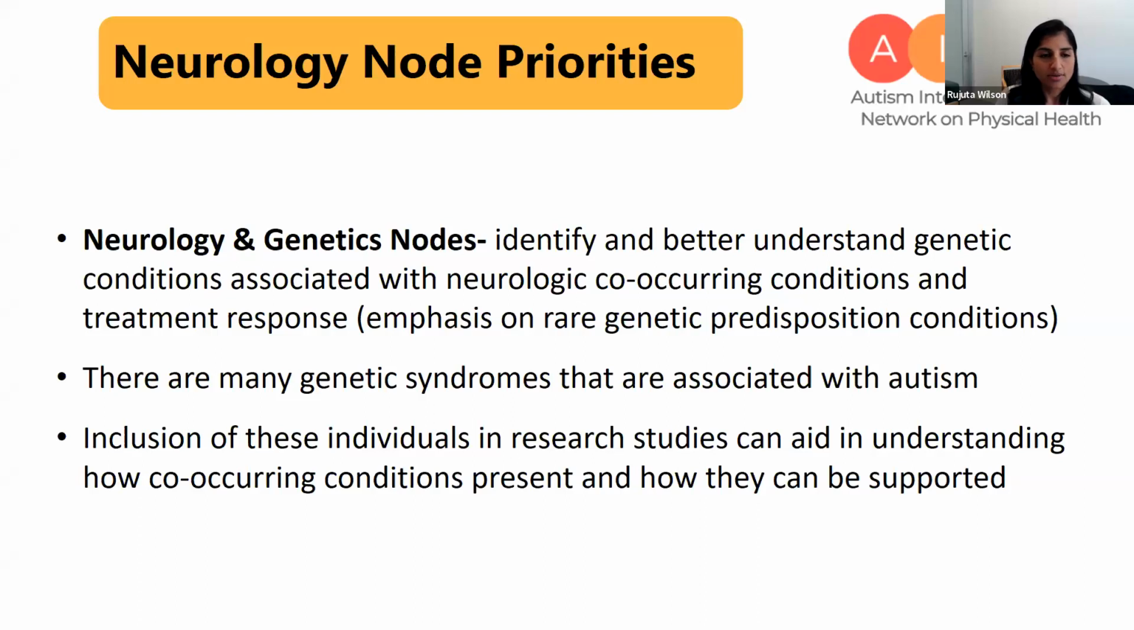To provide some quick background, with advances in genetic testing and a practice parameter now recommending that any individual diagnosed with autism be offered genetic testing, we know that there are many genetic syndromes that are associated with autism and neurologic co-occurring conditions. Including these individuals in research studies and using measures that can actually capture the conditions they may be facing and the symptoms they may be reporting can really aid us in better understanding how these conditions present and how they can be supported and treated.